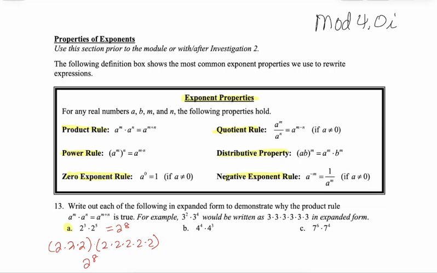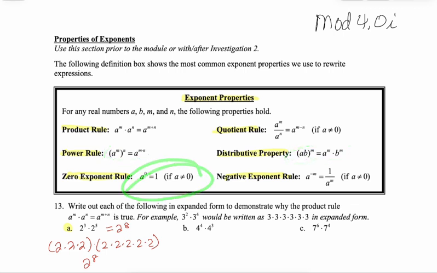Let me go over the rules one more time. If the bases are alike and you're multiplying, keep the base, add the exponents. If the bases are alike and you're dividing, keep the base, subtract the exponents. If you have a power on the inside and a power on the outside, multiply. If there's two things, that power will distribute in.